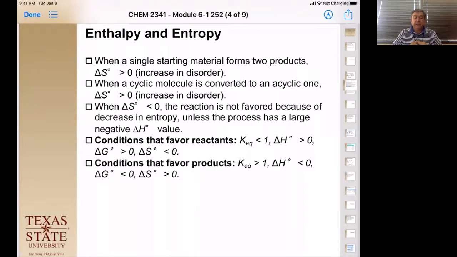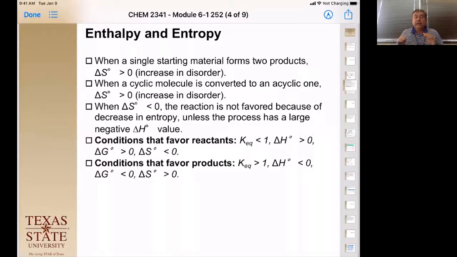So we have to look at both, the change in the enthalpy or the free energy and the entropy at the same time. Conditions that favor reactants tend to be ones that have an equilibrium constant less than 1, because the reactants are on the bottom and the products are on the top. As those get bigger, you're going to have a positive change in enthalpy, a positive change in Gibbs free energy, and a negative change in entropy, because you're going to your products. When you favor the reactants, that's this case. When the reaction is favoring the products, i.e. spontaneous, the equilibrium constant is greater than 1.